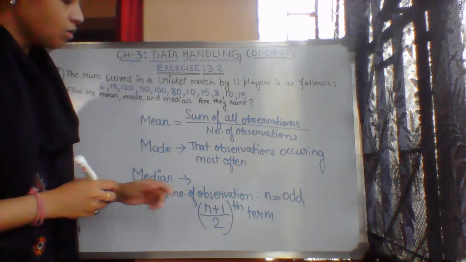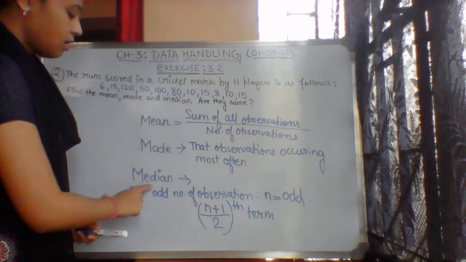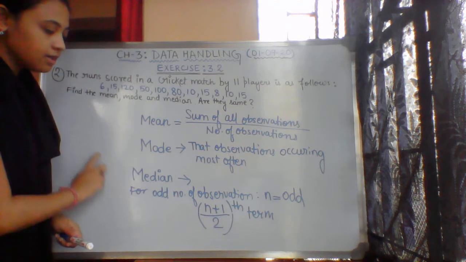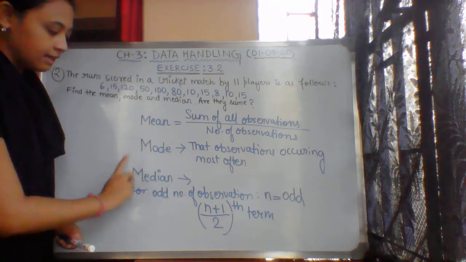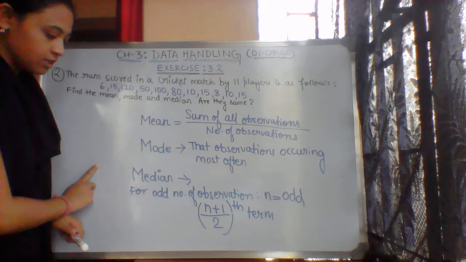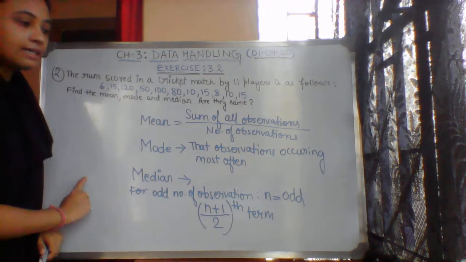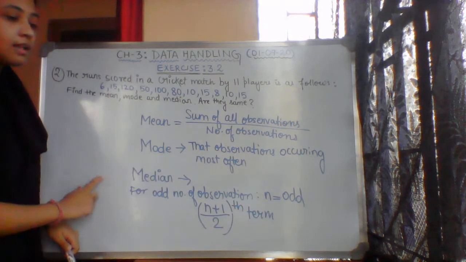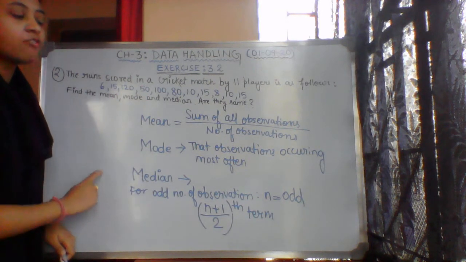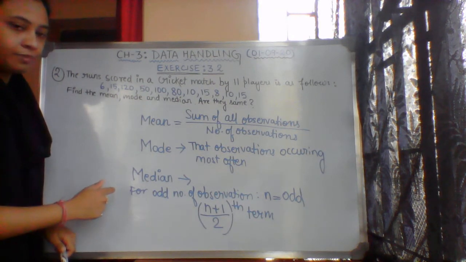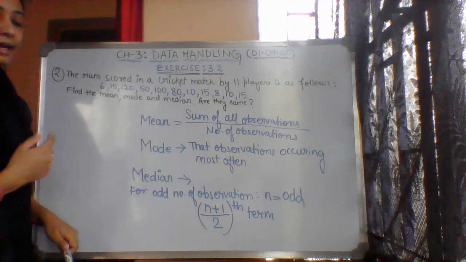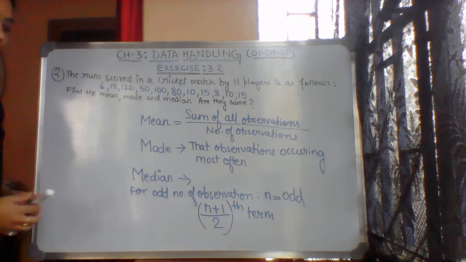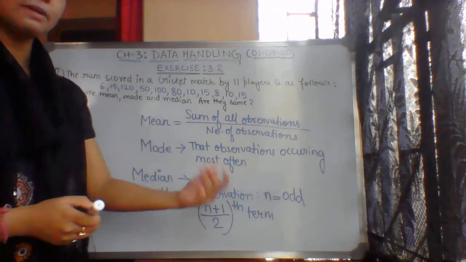So the first step while finding the median is to arrange the data either in increasing order or decreasing order. Second step, determine n. What is the value of n? Then you have to identify whether that value is odd or even. In this class, you will be getting that number as an odd number only. In higher classes, you will be getting both odd and even n.